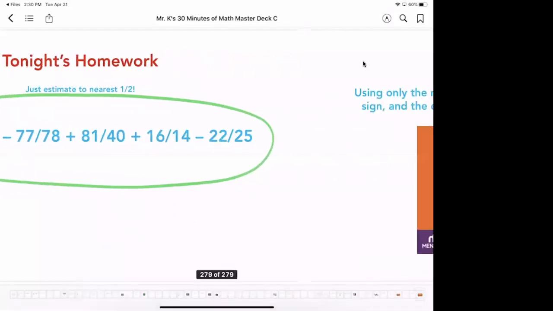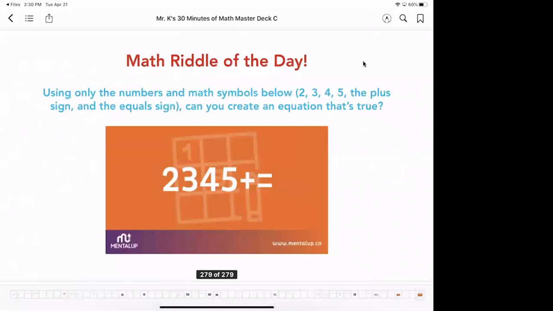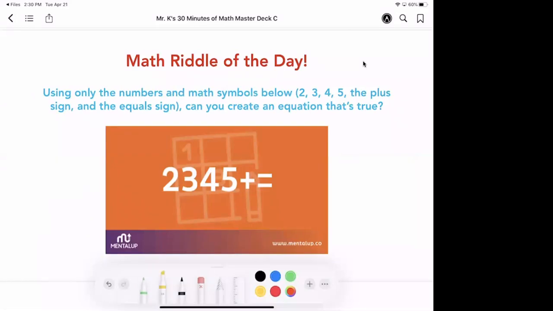All right, here is our riddle of the day, and this is a tough one. Using only the numbers below, the numbers 2, 3, 4, and 5, and you can use them in any order you want, and the plus sign and the equal sign. How do you make an equation that is true? You could do it any way you want. You could use the 3 first and then the equal sign and then the 5 and then the plus, whatever you want. And here's my one hint.